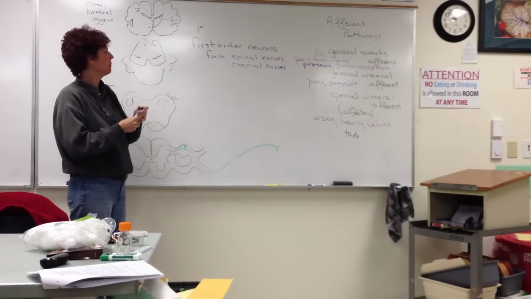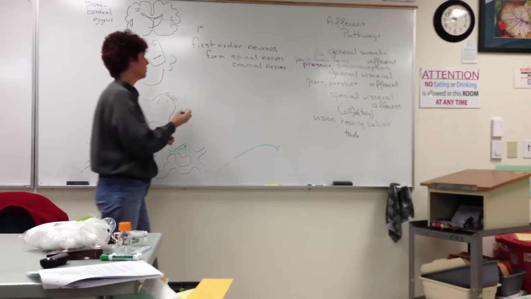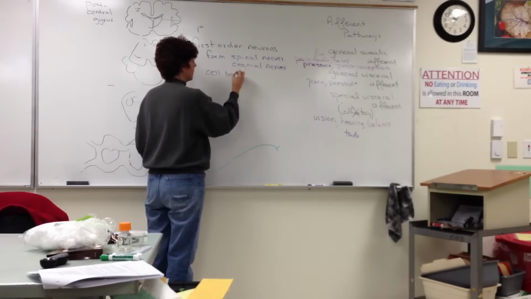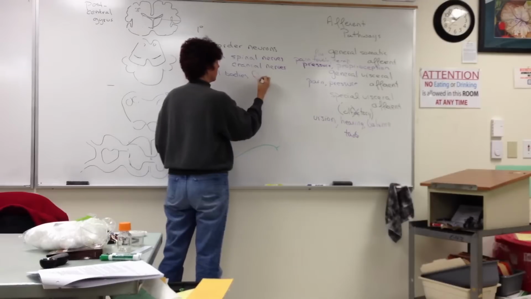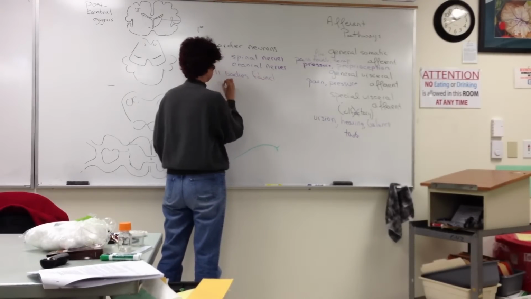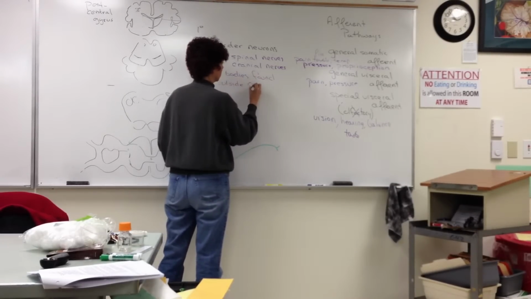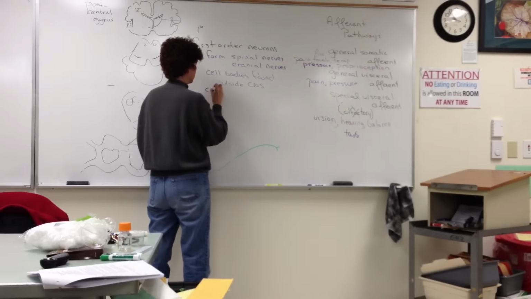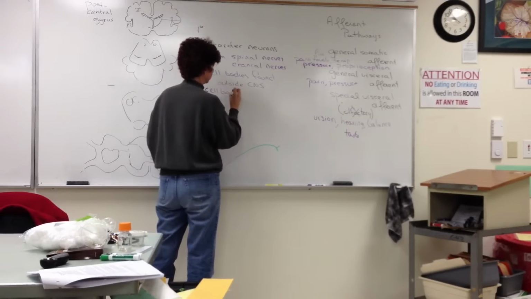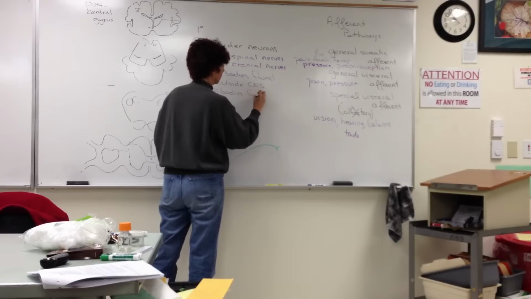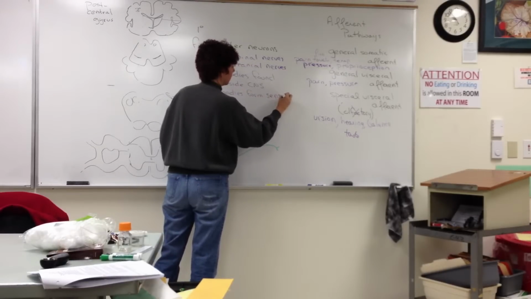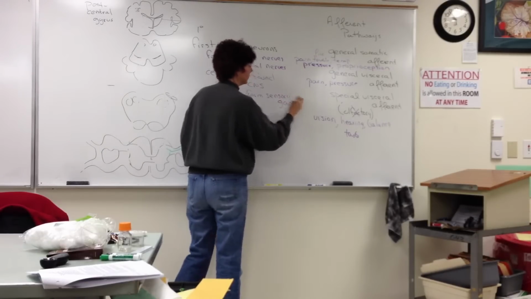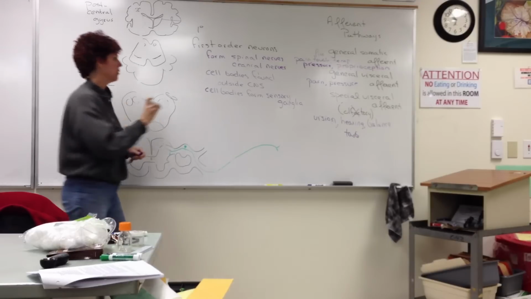So, cell bodies of the first order neurons are found outside the central nervous system. And they form sensory ganglia. What do we call that sensory ganglia of spinal nerves? Exactly, dorsal root ganglion.